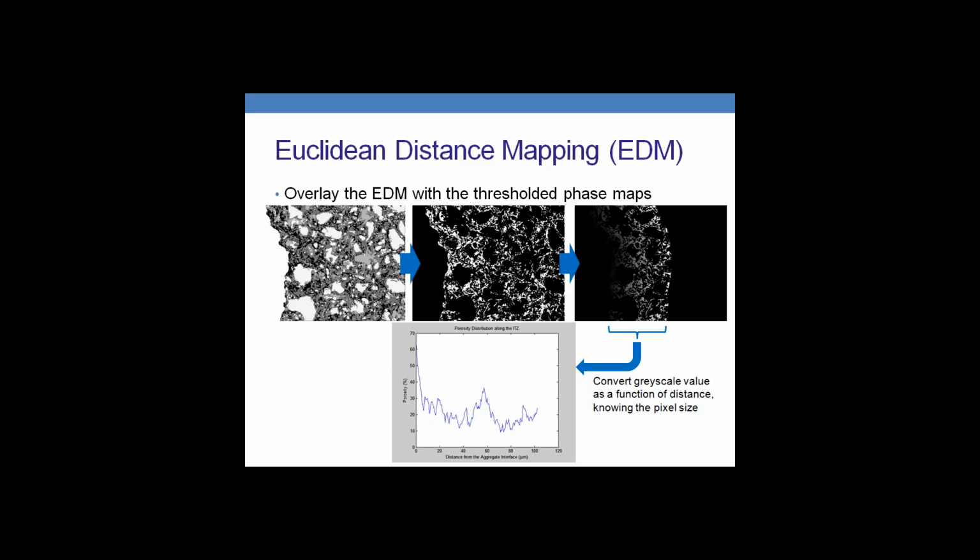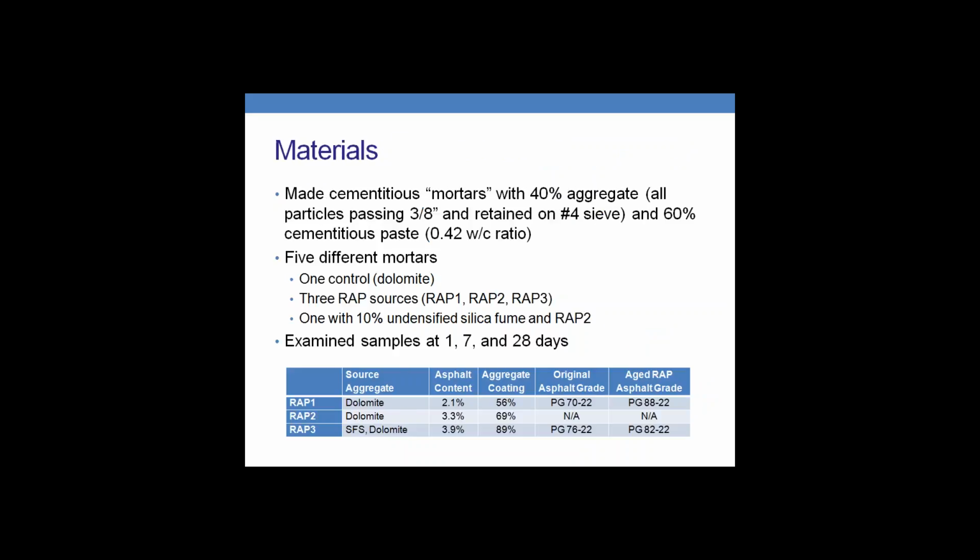Then we apply the Euclidean distance map to figure out the distance distribution of this phase with regard to this interface. That's what we have down here. We take 50 or so images, run this algorithm, and get these averages. We looked at a number of different wrap sources, and we even added one with silica fume. Silica fume is known to improve your ITZ, and we wanted to see if that would help. Then we looked at these samples at different ages to see how the ITZ changes.